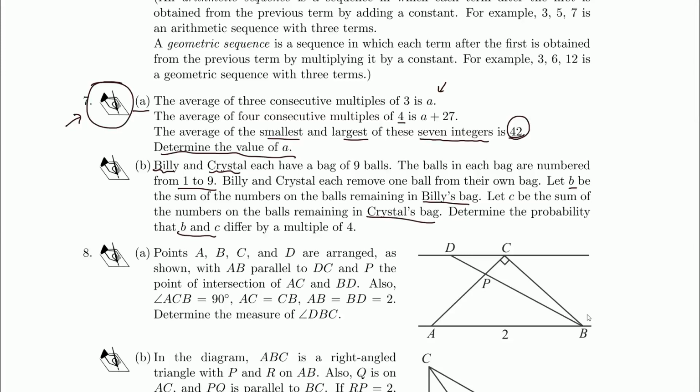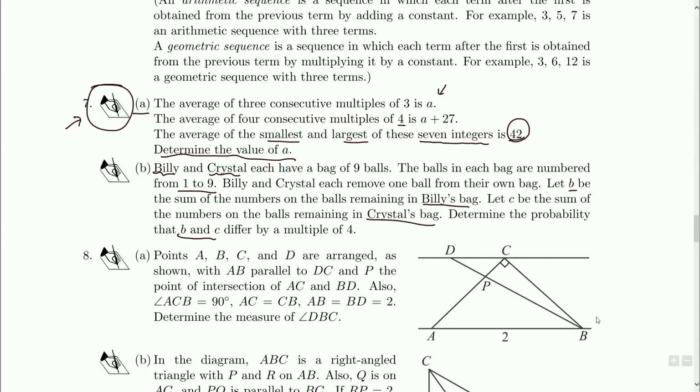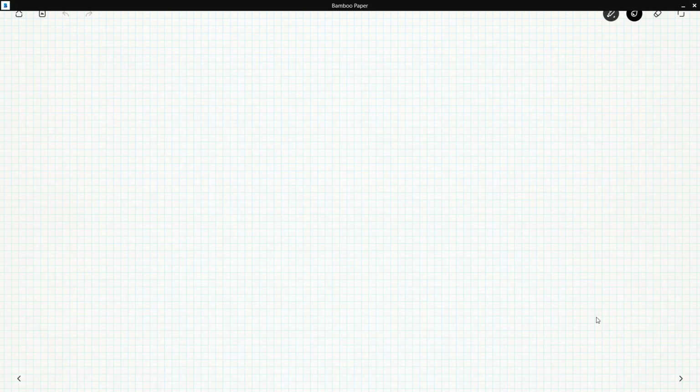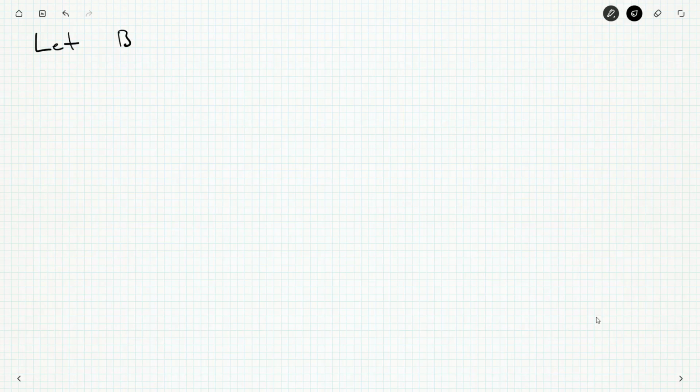Okay. So they each remove 1 ball from their own bag. So 1 ball gets removed. I'm going to give a name to that. Now, little b and little c are what I would probably choose, but those are taken by definition in the problem. So I'm going to say, let b equal the number Billy chose, and c will be the number Crystal chose.